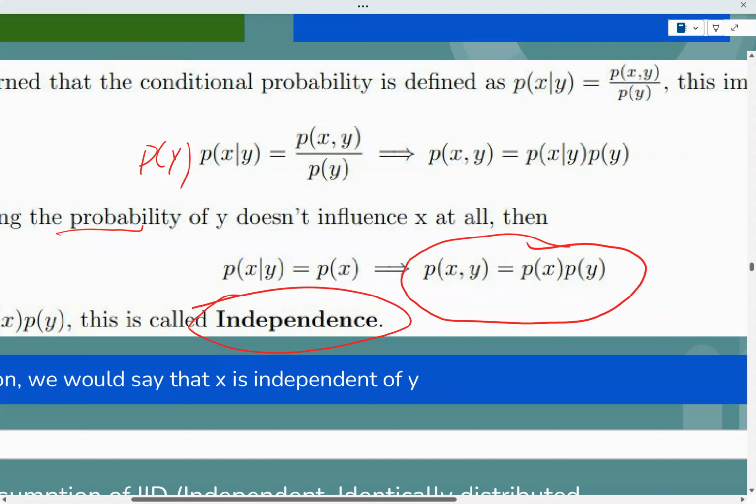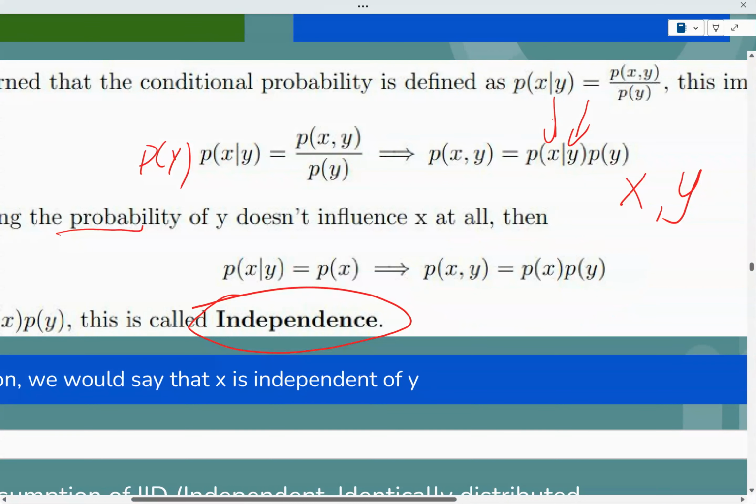Here we have the equation for independence. So when we say two events, x and y, are independent, mathematically speaking, it means that when you know that y happened, it doesn't influence the likelihood of any x outcome. Okay, leading to this definition. This right here is the definition of independence.